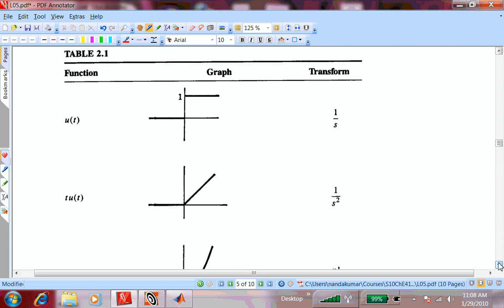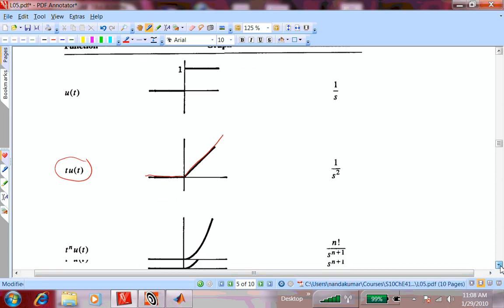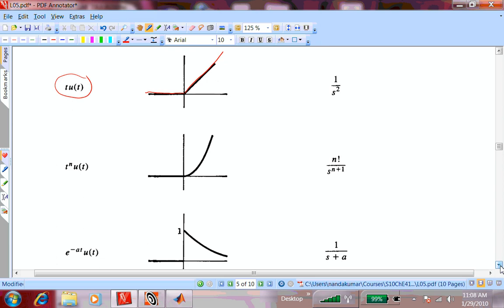But if you want to do it by hand, if the function, for example, is t times u of t, what is that function? It's called a ramp function, okay? So it's always 0 for t less than 0, but it increases linearly. So it's simply t. And the Laplace transform of that is 1 over s squared. The Laplace transform of any power law function, t to the power n, is n factorial divided by s to the power n plus 1.